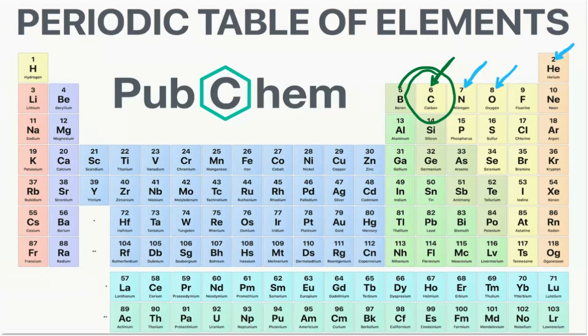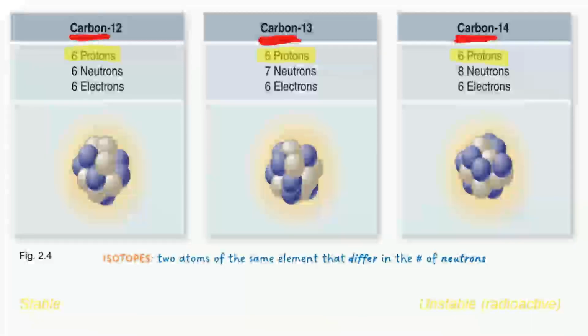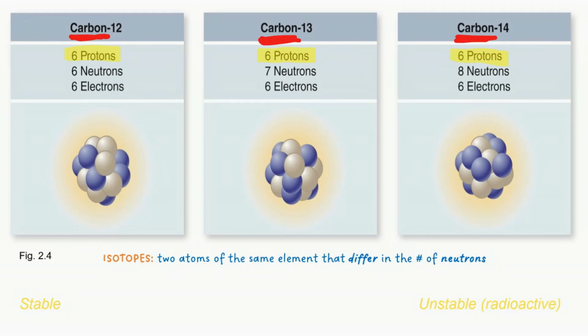Now, when two atoms, right, of the same element differ in the number of neutrons, they are called isotopes. So let's look at this example with carbon. Remember, the atomic number is the number of protons and is the defining character of that element. So all carbon atoms always have an atomic number of 6, but the number of neutrons can vary.